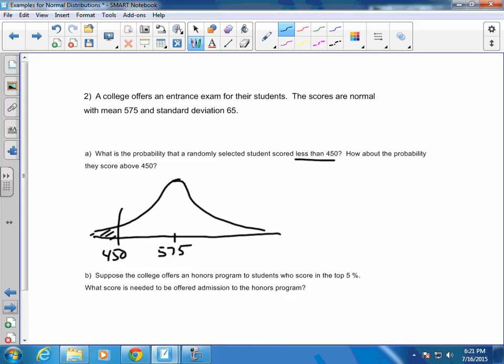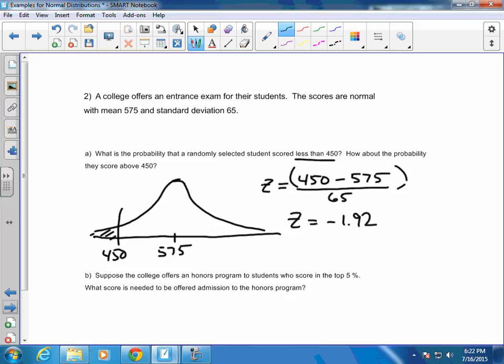Less than is going to be an area to the left. Now, area to the left is exactly what the table gives me. So once I look up my z-score, I'm just going to take the table area and I'm done. Here we'd have 450 minus 575 divided by the standard deviation, which is 65. And punch that up on the calculator again. You'd throw parentheses around the numerator. I'm getting negative 1.92.